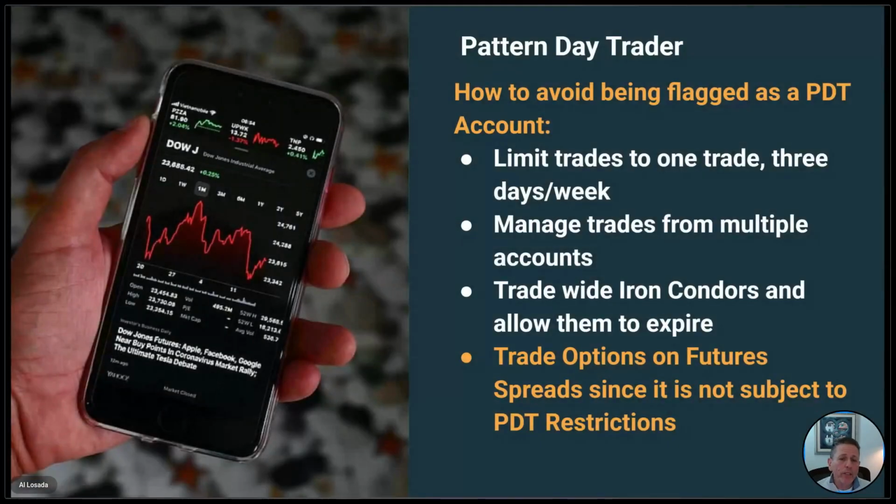So how do you avoid getting flagged? Basically, limit trades to three times a week. So basically, you can trade SPX, and these are things that are important to understand. So you can trade within a 5-day period three positions in and out. Okay. So basically, once you go past that third threshold, you can be restricted if your account is under $25,000.